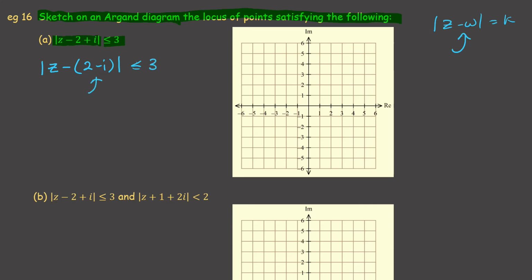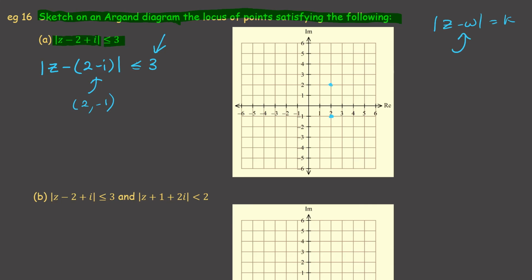But this identifies for us the point 2, negative 1. So 2, negative 1 is going to be our centre. Then we know this is a circle. The boundary is going to be 3 units away from that point. So in other words, the radius is 3. Now this is going to be solid because it's a less than or equal to.